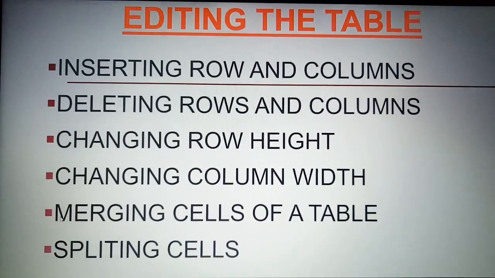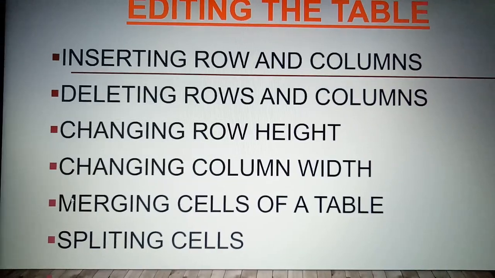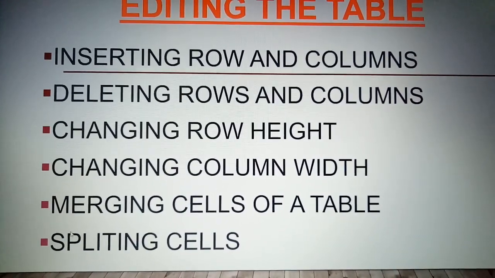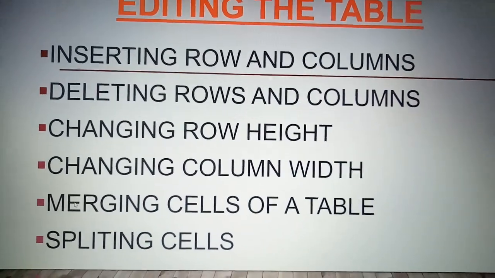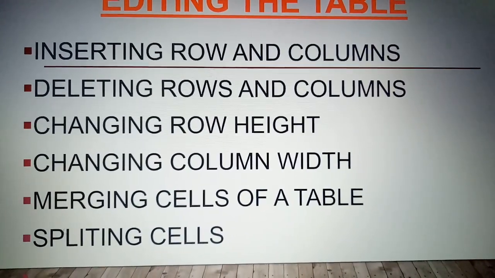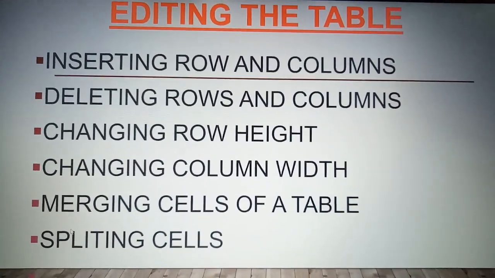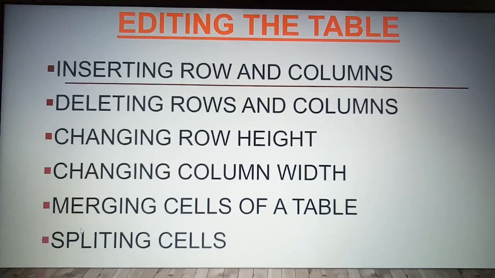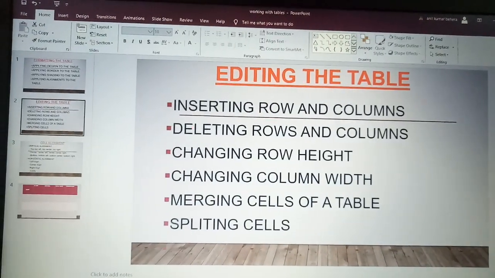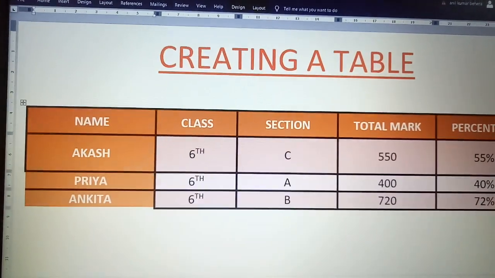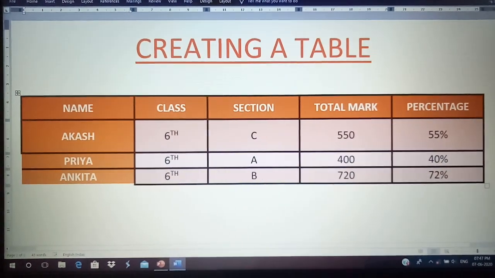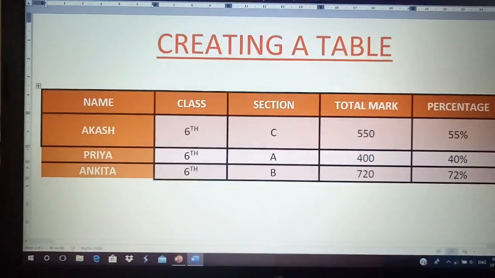The next two editing features are merging cells of the table and splitting the cells of a table. Merging means combining two cells to become a single cell. Splitting means a single cell becoming a number of cells or more cells. So let us see that also. We'll go back. We'll use our table. Okay. Now first we will see merging.